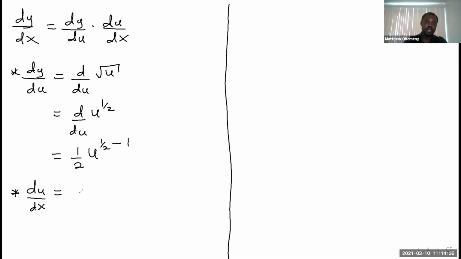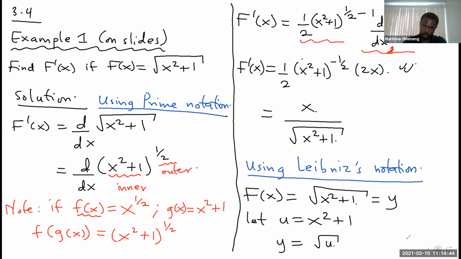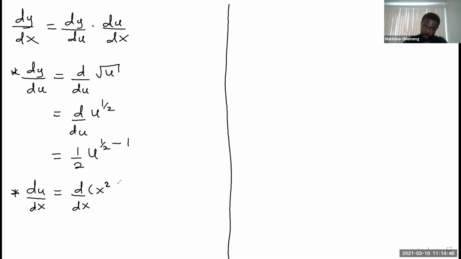What is du over dx? You just attach the differentiation operator to the u function. What is that? That is x squared plus 1. So that's x squared plus 1, like so. And then you differentiate. For this one, it will be a sum rule. So by the sum rule, differentiate it term by term. The first one gives you 2x, and then the next one gives you 0. So that's 2x.